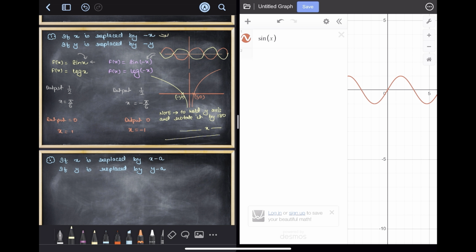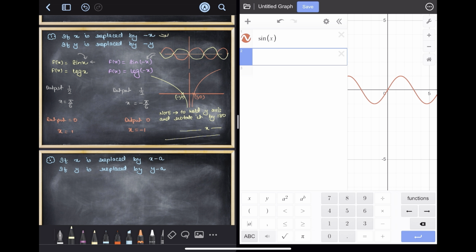Is that okay? Red graph is sin x. Now sin minus x. So sin bracket we have minus x. So we feel that it will rotate y-axis by 180 degrees. So look at this. This blue graph is for sine function. Sine of minus x.